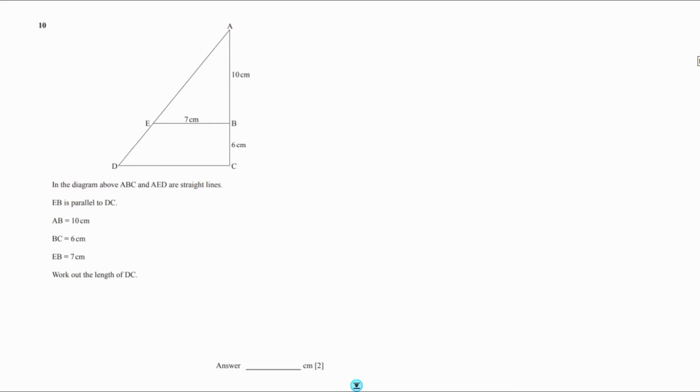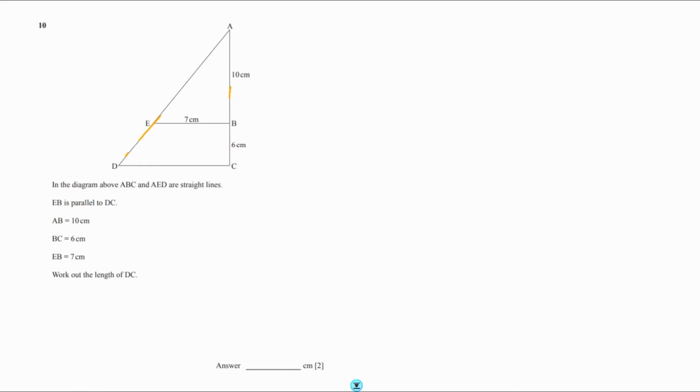In the diagram above, ABC and AED are straight lines. So we are saying that these are straight lines on the sides. And EB is parallel to DC. Then we have AB equals 10, EB equals 7, and BC equals 6, and these are all shown on the image. So the question is, work out the length of DC.